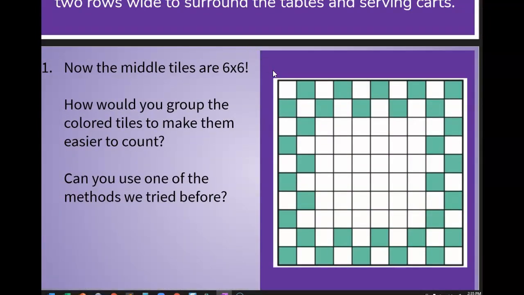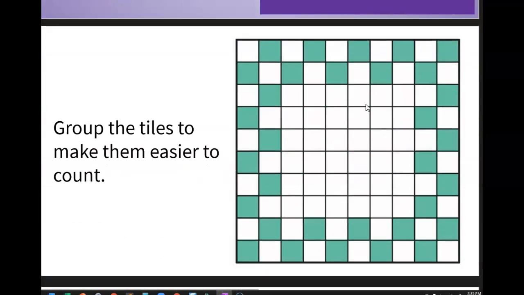So this looks very similar, doesn't it? Like if we're looking down on a cafeteria, this could be the edge, the border with the color tiles. And then in the middle, we have white tiles where the serving carts and tables are. So if we count these middle tiles now, we have 1, 2, 3, 4, 5, 6, and then 1, 2, 3, 4, 5, 6. So this is a 6 by 6 square, and we have that same 2-tile border around the edge. Do you think we can use some of the same grouping methods we used before? Let's give it a try.